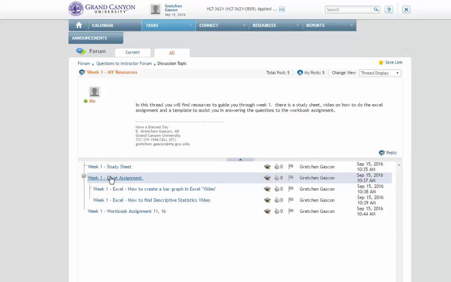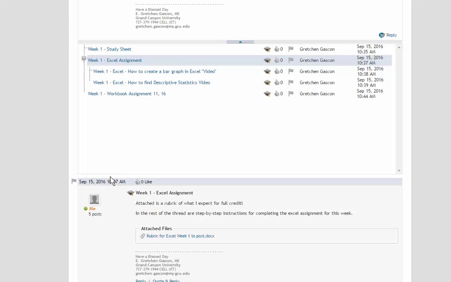In the Excel assignment, here I have attached a rubric as to what I expect for full credit for the Excel assignment. And here you will find two videos as well. One on how to do the descriptive statistics for the first part of the question, and the other on how to create a bar graph in Excel, which most people usually have questions on. These are specific to our assignment, not generalized, so you may want to look at these before you start looking at other resources. Here's the workbook assignment.